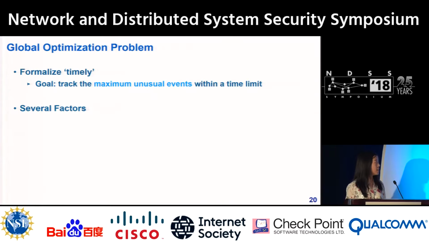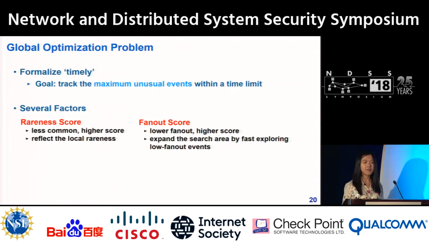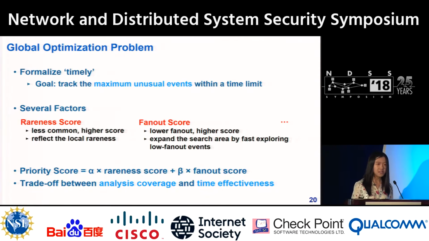So we formalize this problem as a global optimization one. We set our goal as to find the maximum number of unusual events within a time limit. We do so by considering a set of factors. Aside from the rareness score we have talked about, which reflects the local rareness, we also consider some other topological characteristics of this event in the causality graph. For example, the fan-out score. We quickly explore low fan-out events to expand the search area and avoid being stuck at some local optimum. Our method can also incorporate other factors.